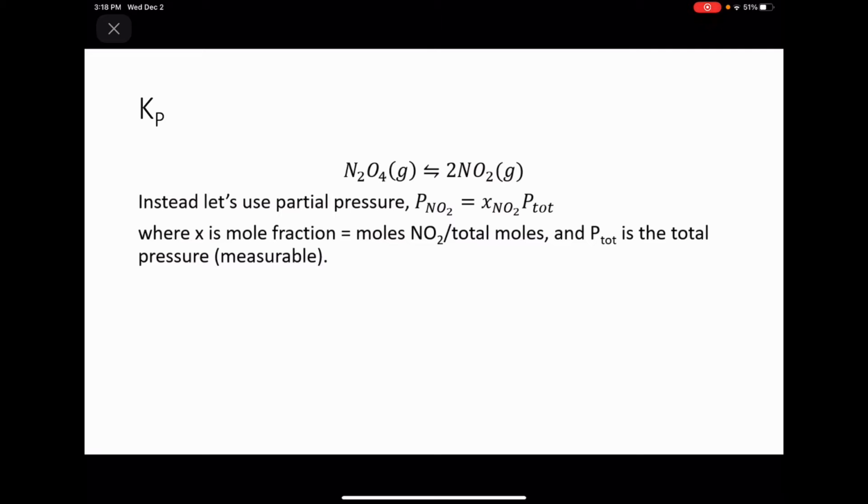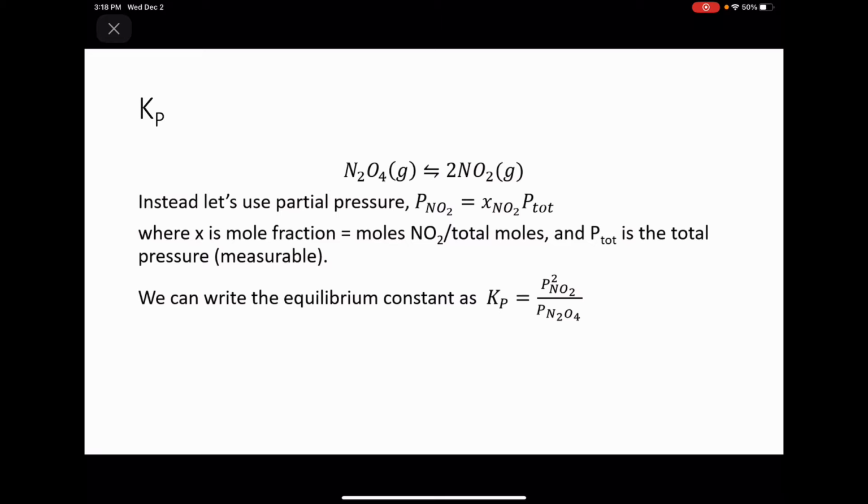Now a partial pressure, if you didn't know, so we're looking at a mixture of NO2 and N2O4. The partial pressure of NO2 is equal to the mole fraction times the total pressure. The mole fraction is just moles of NO2 divided by the total moles, in this case the total moles of NO2 plus N2O4. And the P total, or the total pressure, is something you can actually measure. That's a measurable quantity.